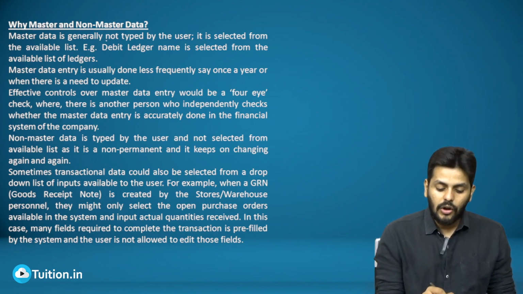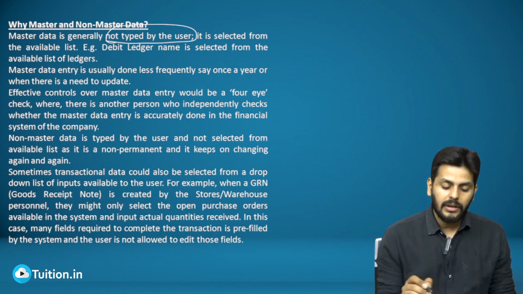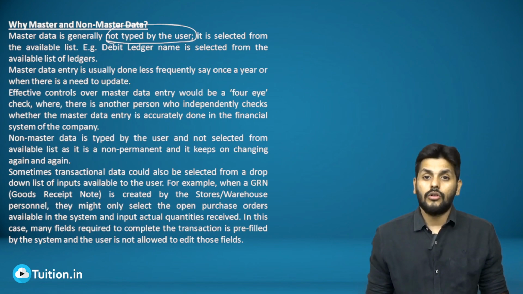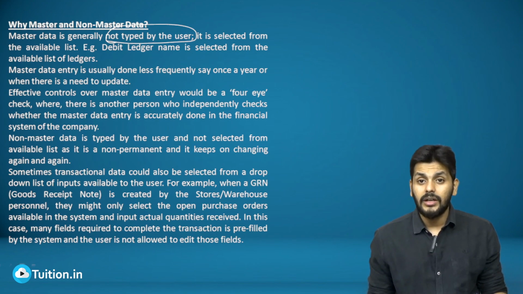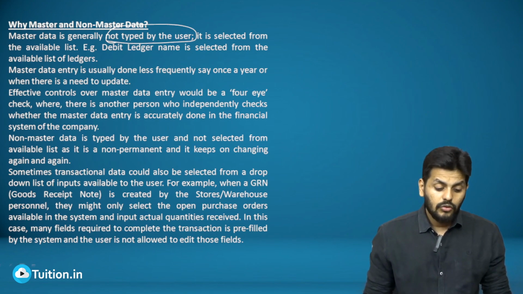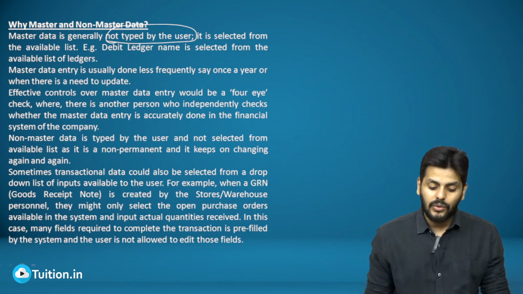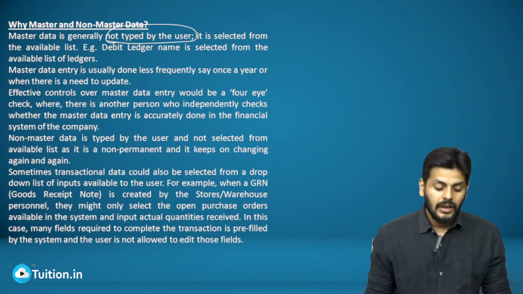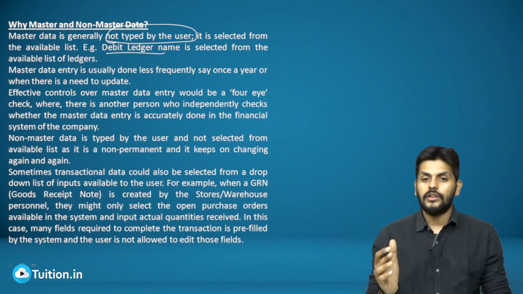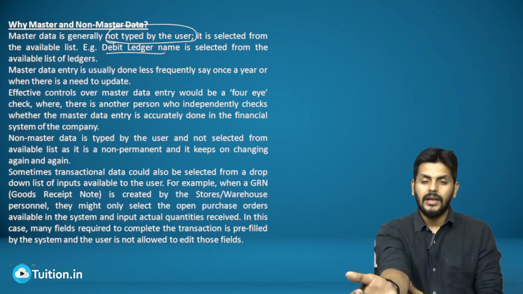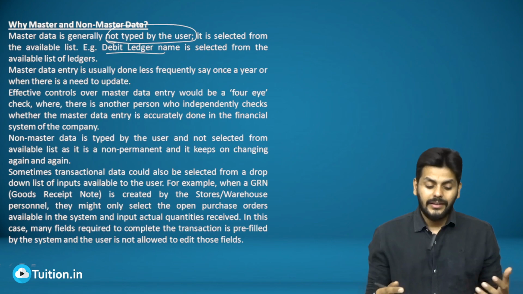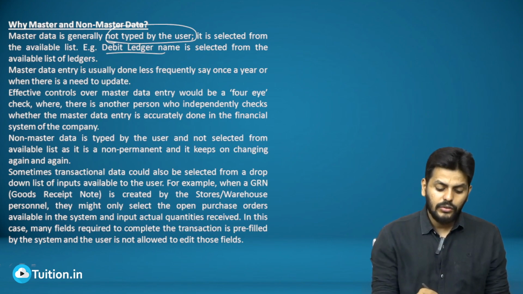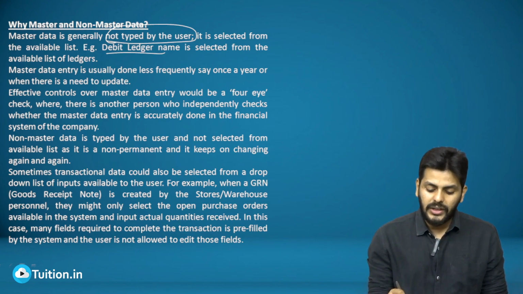Master data is generally not typed by the user. Master data is what data? Something that's not typed by the user. It's chosen from a drop down generally. It is selected from the available list, like for example, the list of debit ledgers. Which ledger you want to debit, you will always find it in the list of ledgers and you will select that. Master data entry is usually done less frequently.